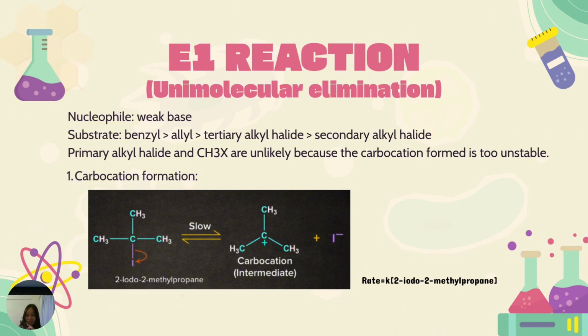The carbon-iodine bond breaks heterolytically with iodine leaving as iodide. This produces a tertiary carbocation, which is relatively stable due to hyperconjugation and the electron donating effect of the three methyl groups. This is a slow step that requires the highest activation energy, so it determines the overall reaction rate.